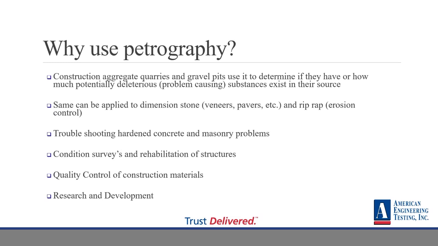So why use petrography? Construction aggregate quarries and gravel pits use it to determine if they have, or how much, potentially deleterious problem-causing substances exist in their source. The same thing can be applied to dimension stone, such as veneers, pavers, etc., and riprap or erosion control. You also can do troubleshooting of hardened concrete and masonry problems, condition surveys and rehabilitation of structures, quality control of construction materials, and get the occasional research and development.